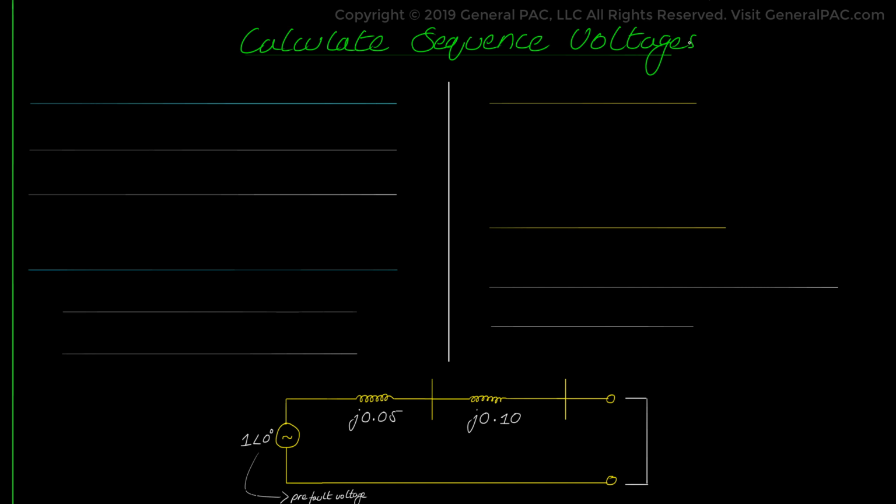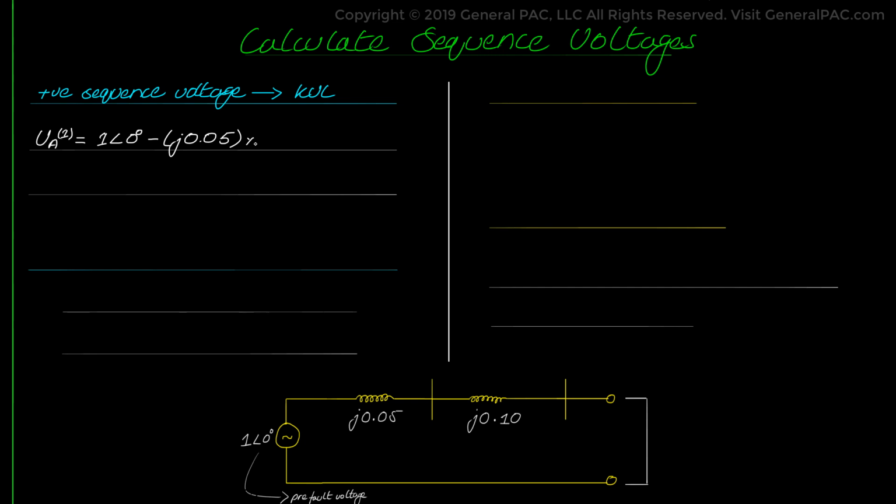To do that, we get back to our faulted sequence network diagram for a 3-line to ground fault and apply the KVL in the positive sequence network. We can calculate the positive sequence voltage by considering the voltage of the positive sequence source, 1 angle 0 degrees, and the impedance of the source, which is j0.05 per unit. Since j0.05 is the only impedance on the high voltage side, the positive sequence voltage for a 3-line to ground fault is simply the source voltage minus the voltage drop across the positive sequence impedance on the high voltage side.